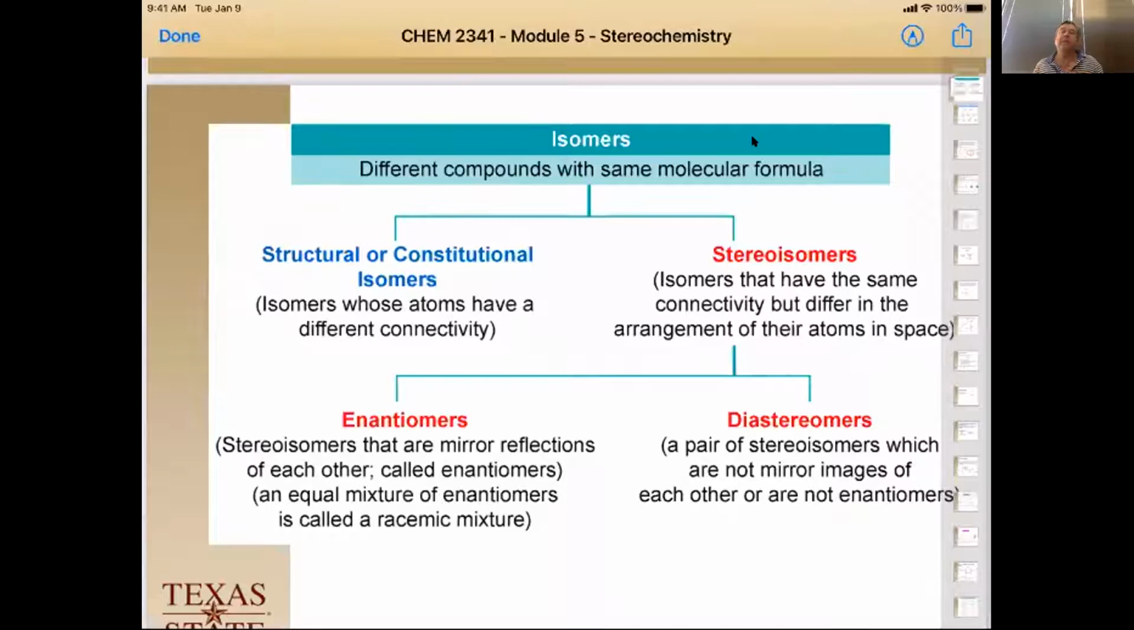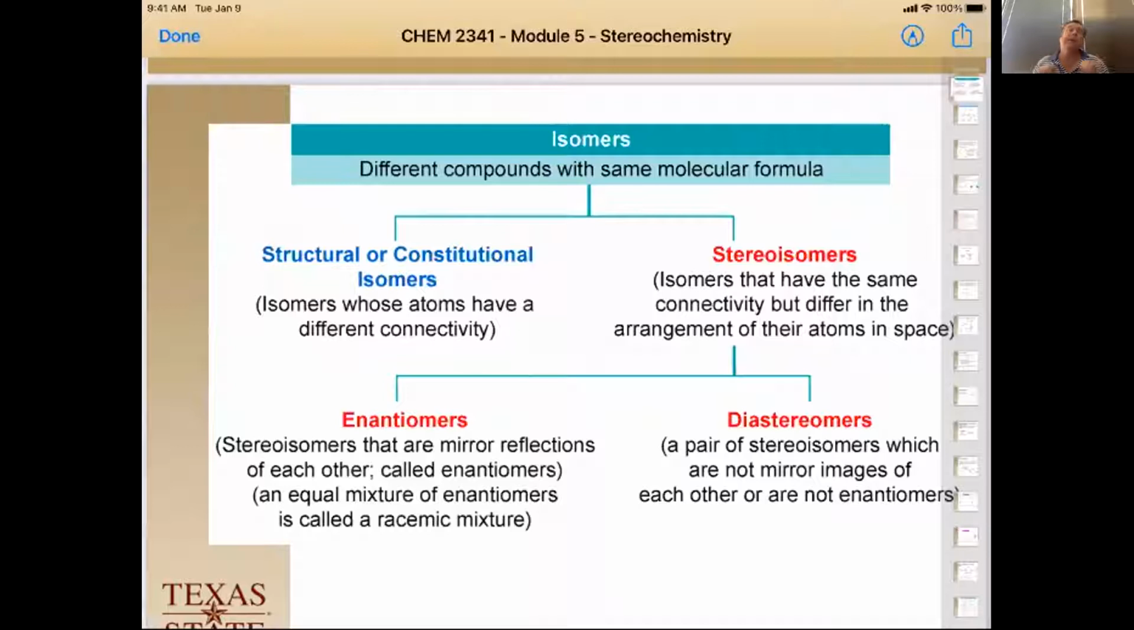The next type is where they're hooked together in exactly the same way, but there's something about them that changes where they are in space. That's where the stereo comes in. It's basically just a change in space. So our stereoisomers are spatially different from each other, but connected exactly the same.